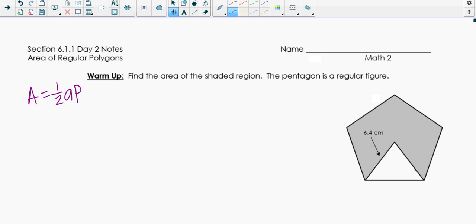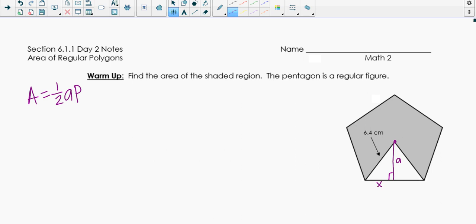Well, this is one triangle. It's a pentagon, so there's going to be 5 triangles in there. So I'm going to find that area, and then I'm going to multiply it by 4/5 because I want 4 of the triangles. That's what your shaded region is. So I need my apothem, which is going to drop down and make your right angle. And then I need my perimeter. So I'm going to need this, and I'm going to need that.